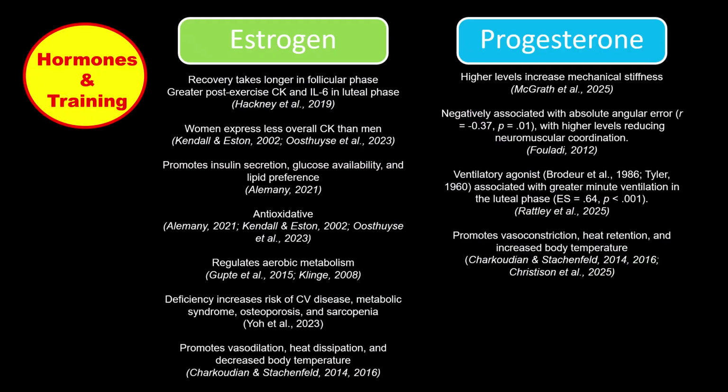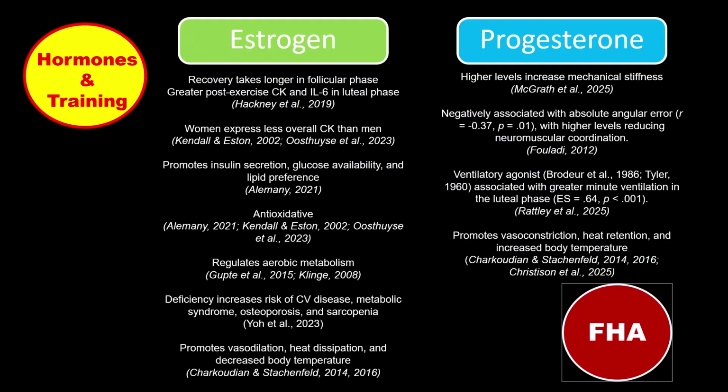It's just physiology. Progesterone is a ventilatory agonist, and it is associated with greater minute ventilation. And you'll see that in the luteal phase. So, on one hand, reduced neuromuscular coordination, but on the other hand, basically improved aerobic performance. And as I said, in opposition to what estrogen does, progesterone promotes vasoconstriction, heat retention, and increases body temperature, which, while working on stuff for class, raised some very interesting questions about the impact of birth control. But we are not going to get into that right now because it is not part of this.